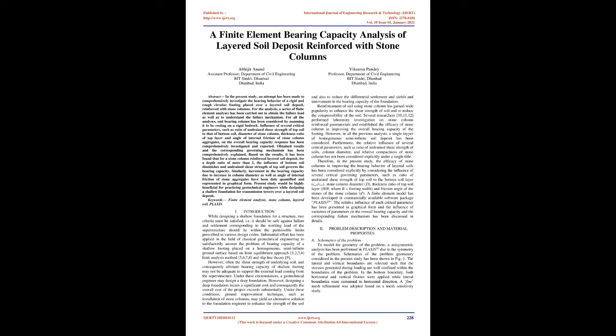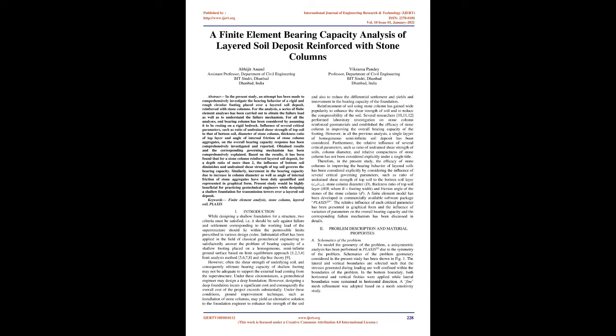Influence of several critical parameters, such as ratio of undrained shear strength of topsoil to that of bottom soil, diameter of stone column, thickness ratio of top layer and angle of internal friction of stone column aggregates, on the overall bearing capacity response has been comprehensively investigated and reported. Obtained results and the corresponding governing mechanism has been comprehensively explained.